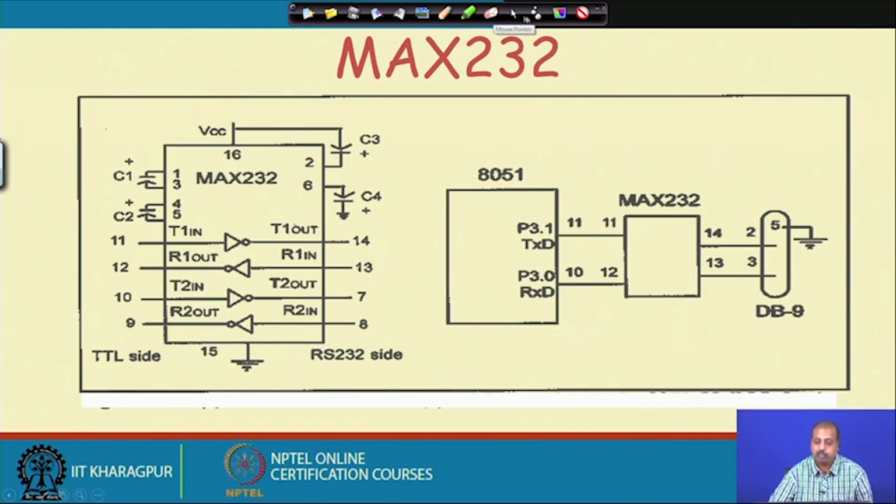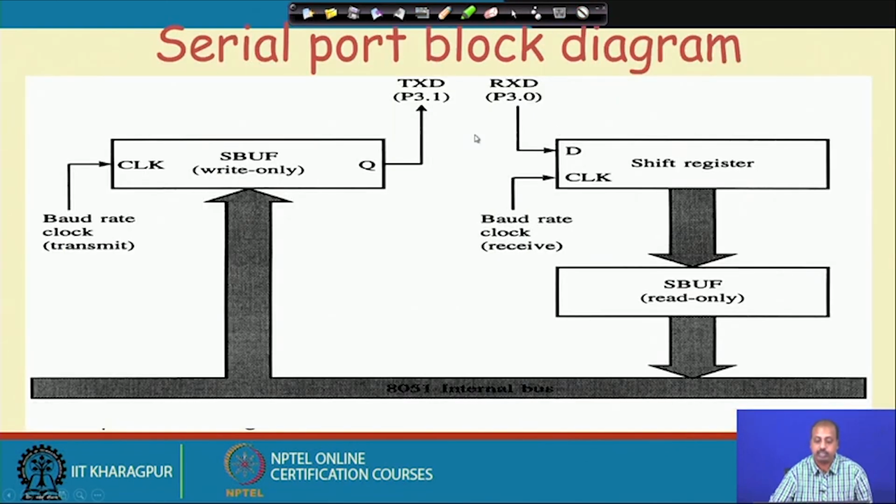Anyway, once we have done these things, we can go for the serial communication. For serial communication, whenever you write some data onto the SBUF register, it will be transmitted via the TXD pin. Similarly, whenever it receives some data, it is there in the shift register, and from the shift register it comes to the SBUF register. This shift register is not directly accessible. The SBUF is accessible in the program mode.